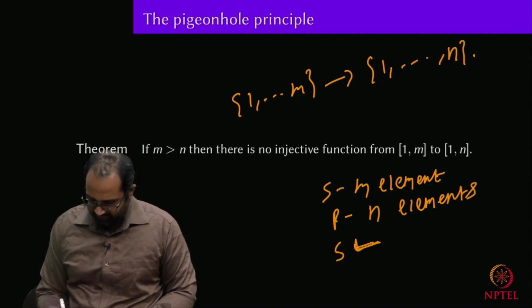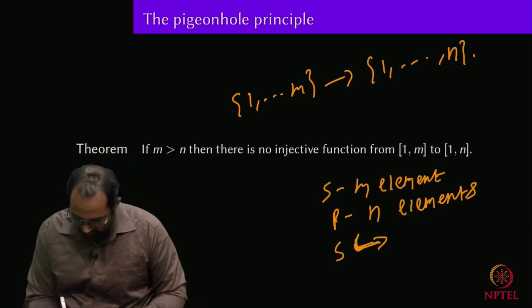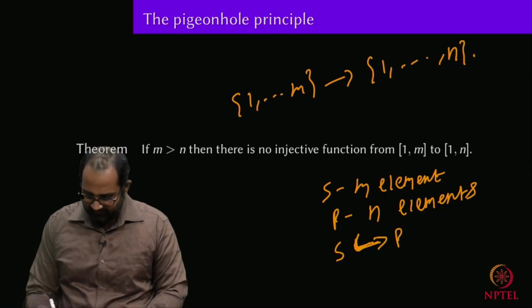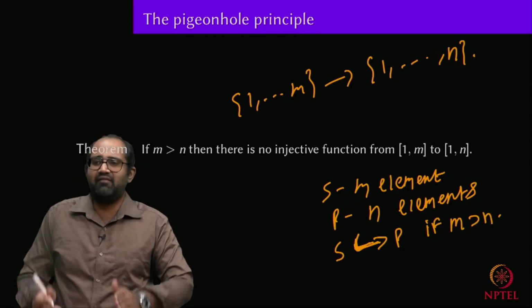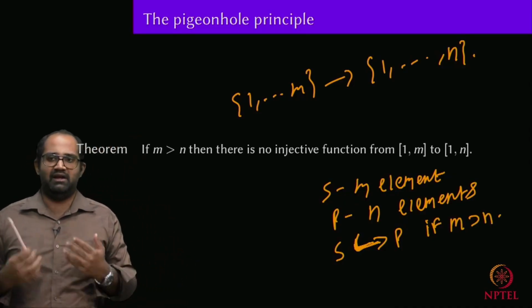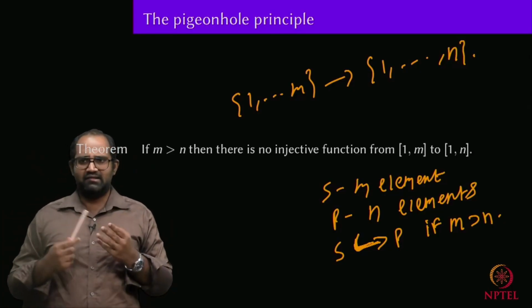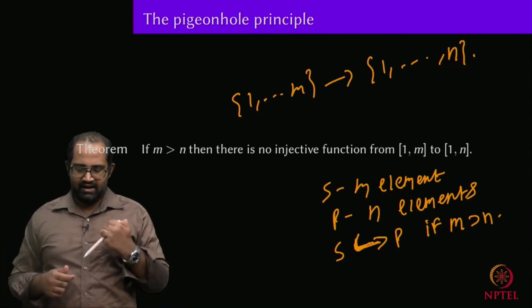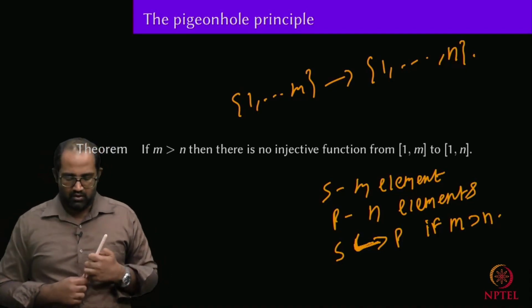So typically injective functions are written like a hook. So this is my attempt at drawing a hook. You cannot find an injective function from S to P if m is greater than n. I have stated it for the concrete sets initial segment 1 to m and initial segment 1 to n, just so that you have some fixed sets in mind. The same proof that you have obtained will work even when S is an m element set, P is an n element set, and m is greater than n.